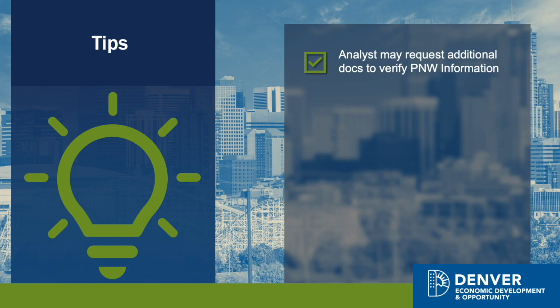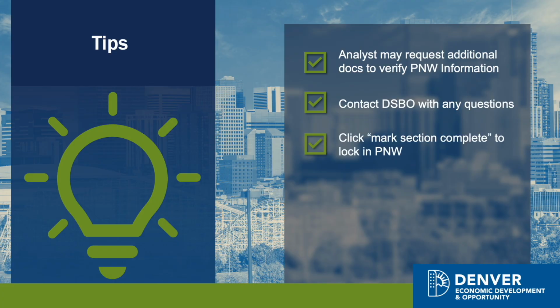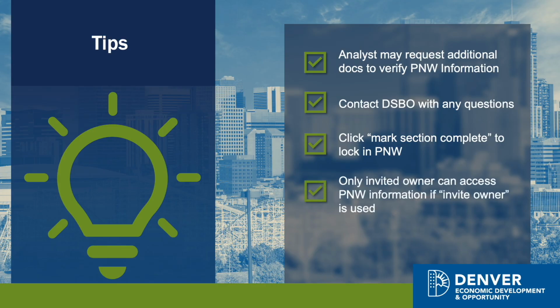Some helpful tips to guide you through the process are: be sure to contact DSPO if you have any questions navigating the process. Click the button on the PNW home screen to mark section as complete to finalize the PNW. If you do use the invite owner feature, only the owner can access the form with a password they set. And finally, remember that green is gold. Make sure all the fields in the module are green to proceed.